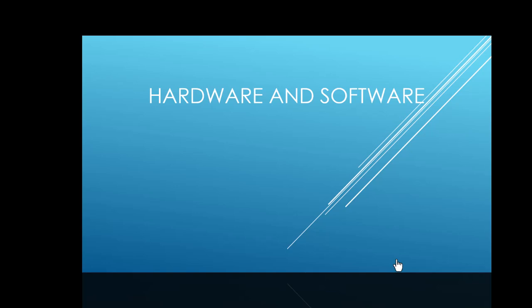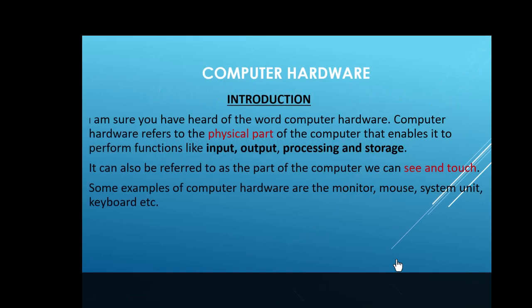In today's episode of Hardware and Software, we are going to look at computer hardware. So what is computer hardware? I'm sure we've heard of the word computer hardware. Computer hardware simply refers to the physical part of the computer that enables functions like input, output, processing, and storage. It can also be referred to as the part of the computer you can see and touch. So any part of the computer you can see and touch is computer hardware.